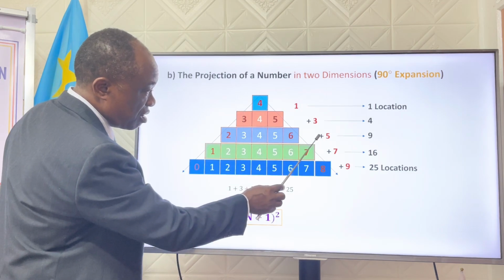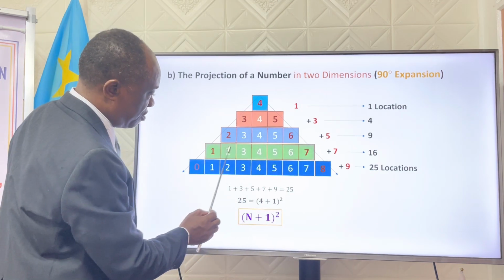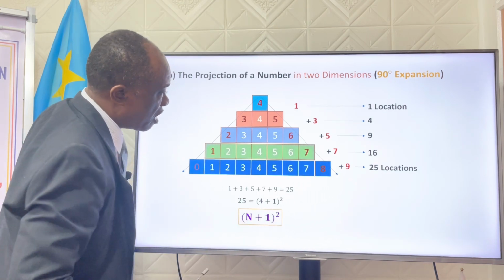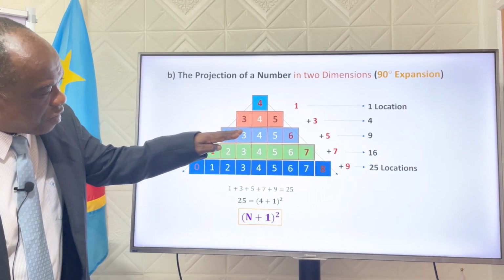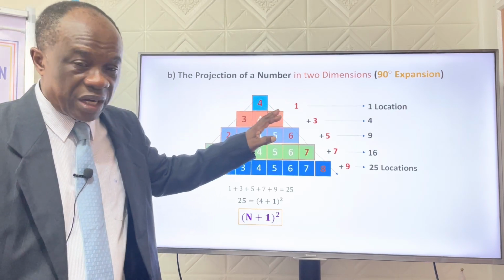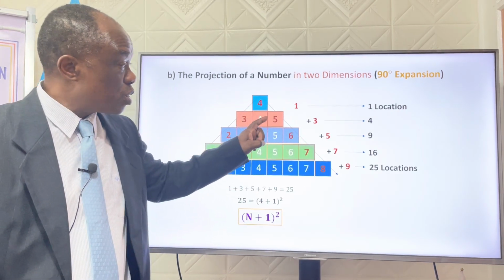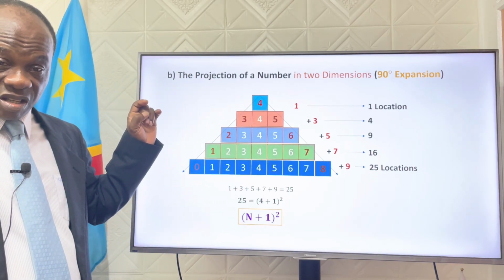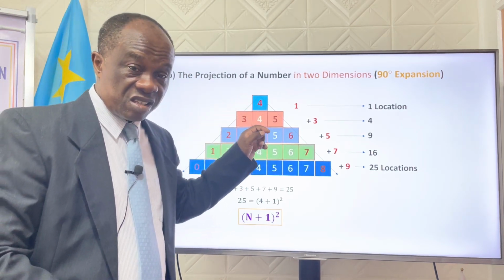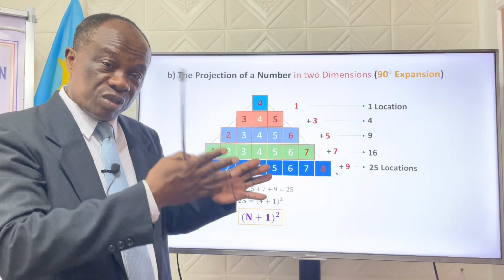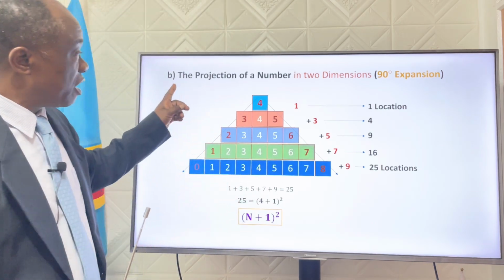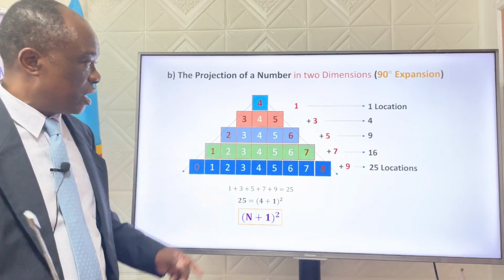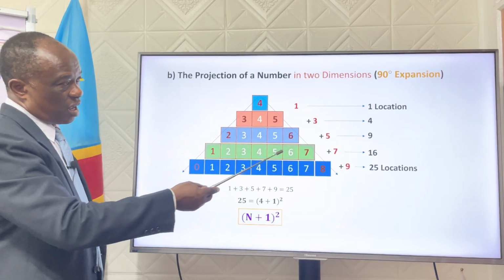Here, 5, 7, 9. And the number of values is increasing by 2 because of the 2 dimensions. We are talking about the 2 dimension. Therefore, the increase is by 2, 2, 2. If for 1 dimension, the increase was by 1, 1, 1. That's the law.